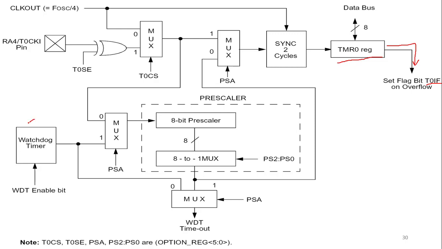Then here we are having a watchdog timer. A watchdog timer is again used for monitoring the operation of the CPU. The prescaler can be assigned to this watchdog timer or to timer 0. We can enable this watchdog timer with the help of the WDT bit, which is present in the configuration bits of PIC16F877. So this is the block diagram of timer 0.